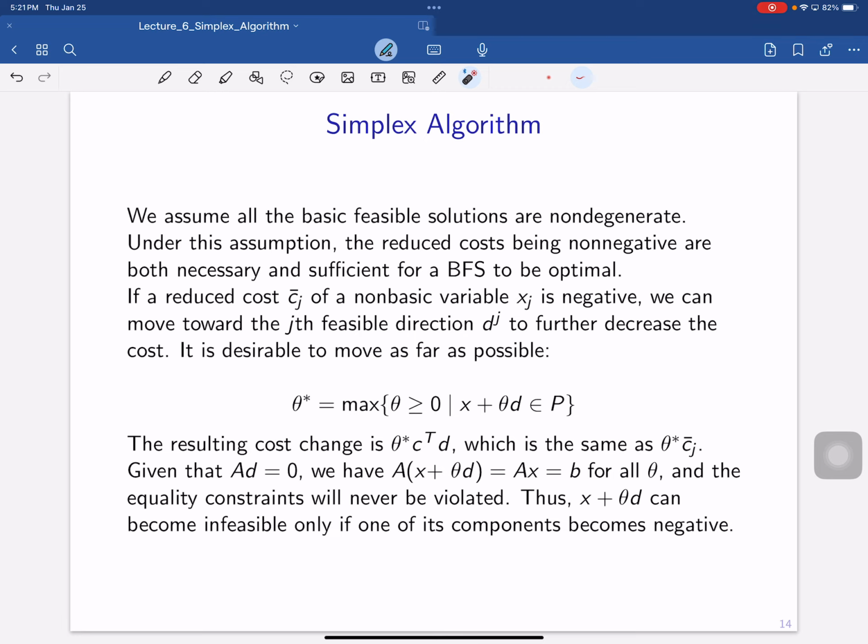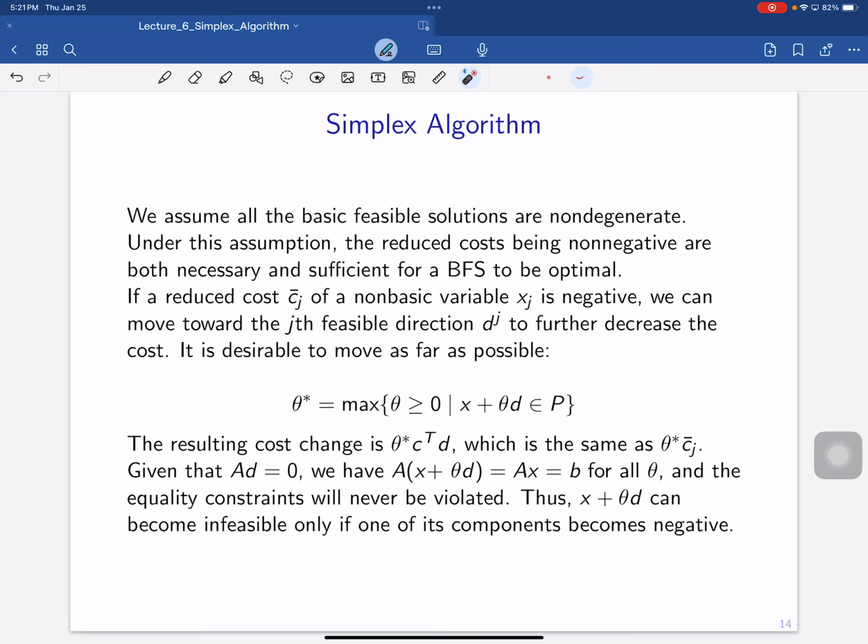Okay, so any questions here? Now the next question is how do we calculate this theta star, right? The theta star is the step size you can move such that you remain in this polyhedral set, right? It's not so trivial to calculate the step size.